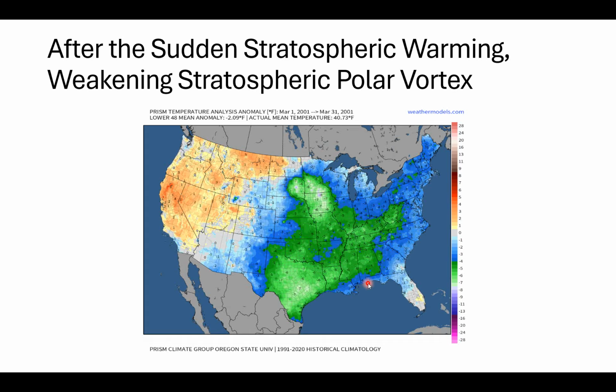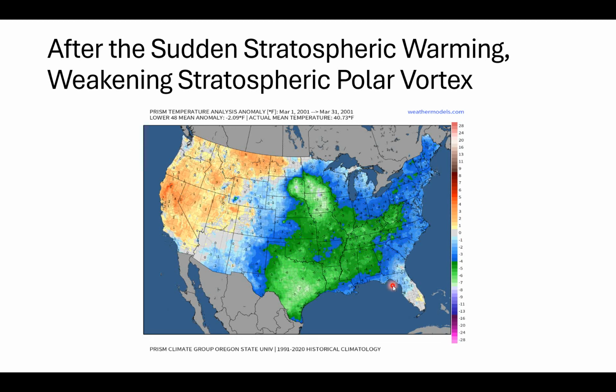So after the sudden stratospheric warming in February, and the weakening stratospheric polar vortex, we saw much colder temperatures down to Texas, Iowa, Missouri, into the deep south, Mississippi, Alabama, western and central Tennessee, Kentucky, West Virginia, and even below normal temps all the way up and down the eastern seaboard from Maine down towards Georgia.